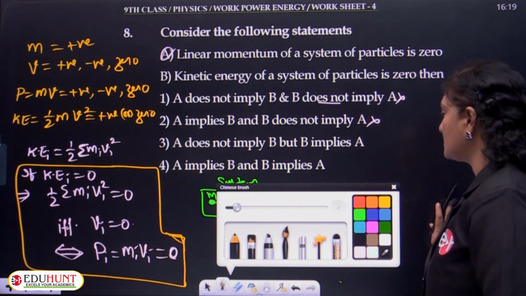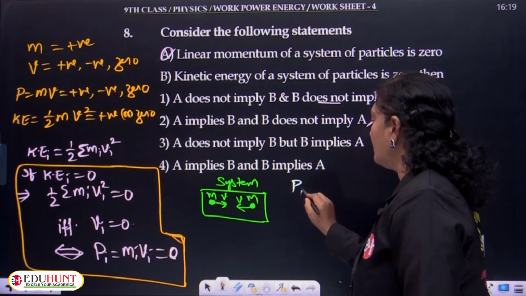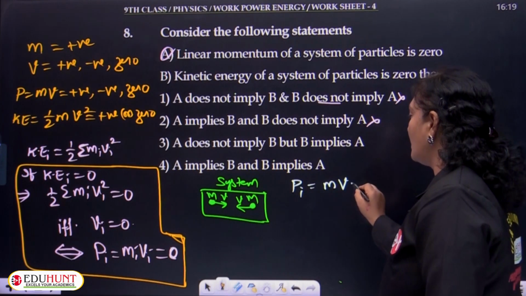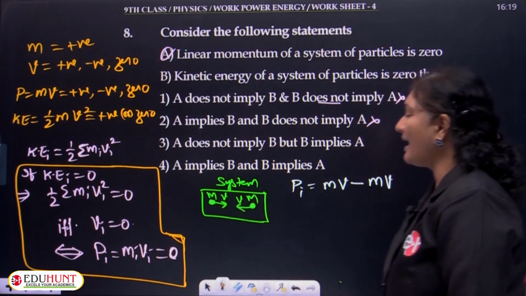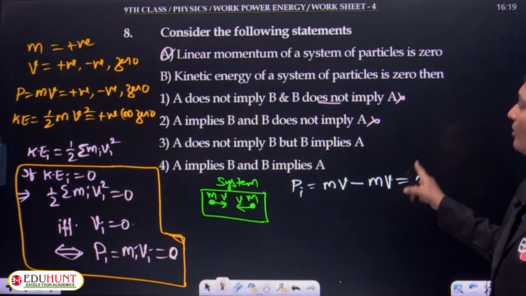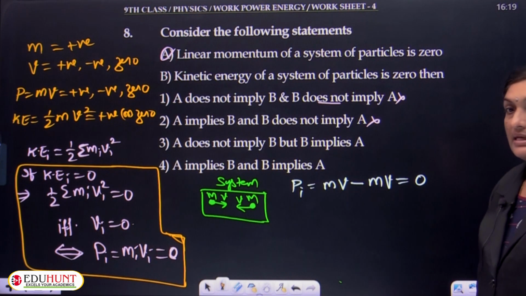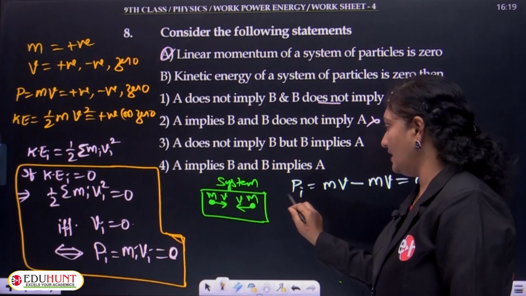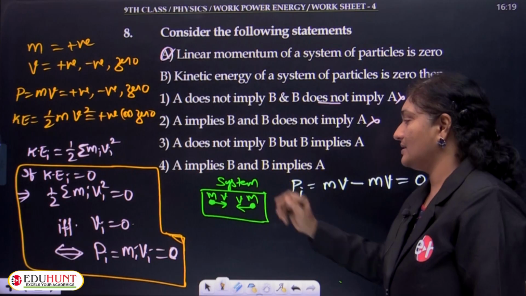So we have considered two equal masses traveling in opposite directions. If you consider the total momentum of the two bodies, it can be given as mass into velocity of the first body minus mass into velocity of the second body, because they are traveling in opposite directions, and this equals 0. So clearly, the linear momentum of the system of particles is 0. Let us see whether KE will be 0 for the same case.